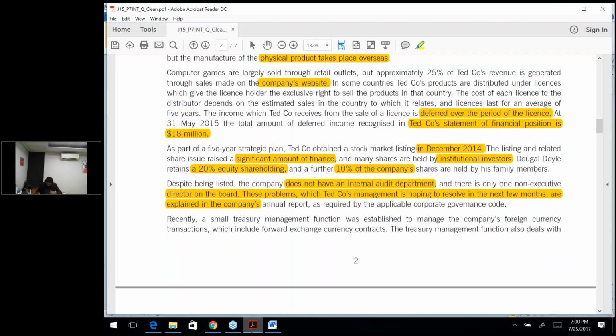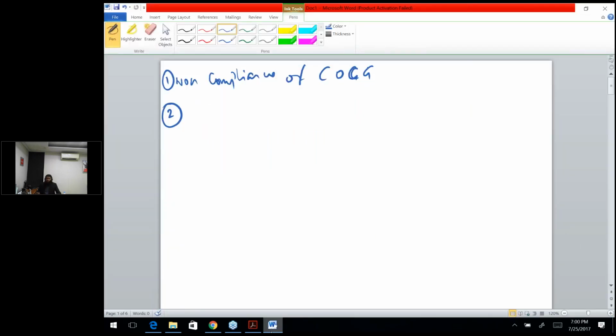The next point is that recently a small treasury management function was established to manage the company's foreign currency transactions, which include forward exchange contracts. Now, I did mention what inherent risk is. Inherent risk exists because of the nature of the transaction and the complexity of the transaction.